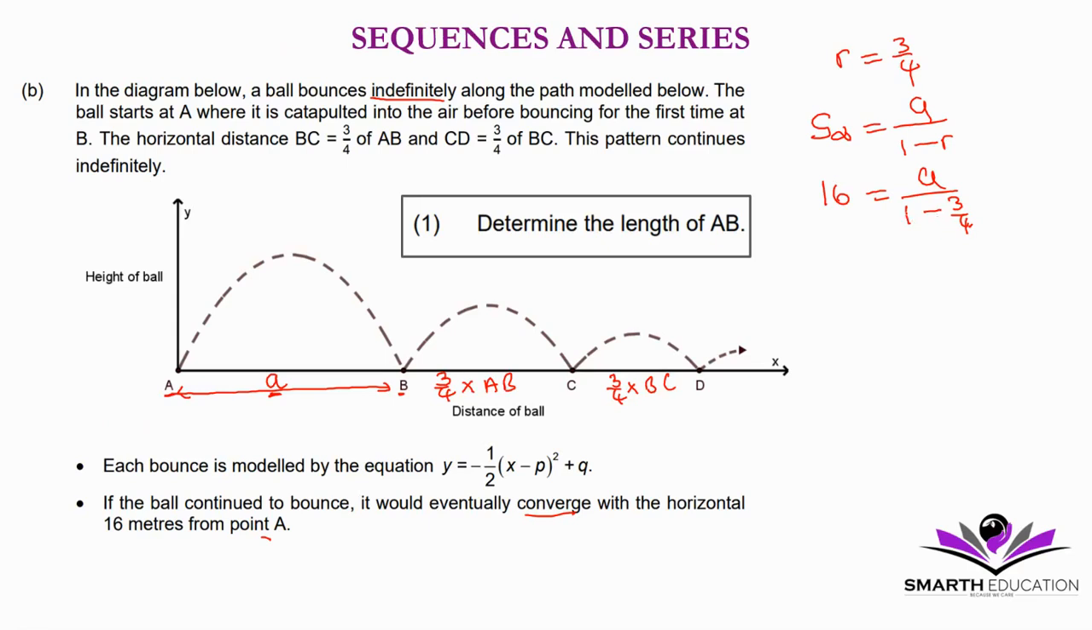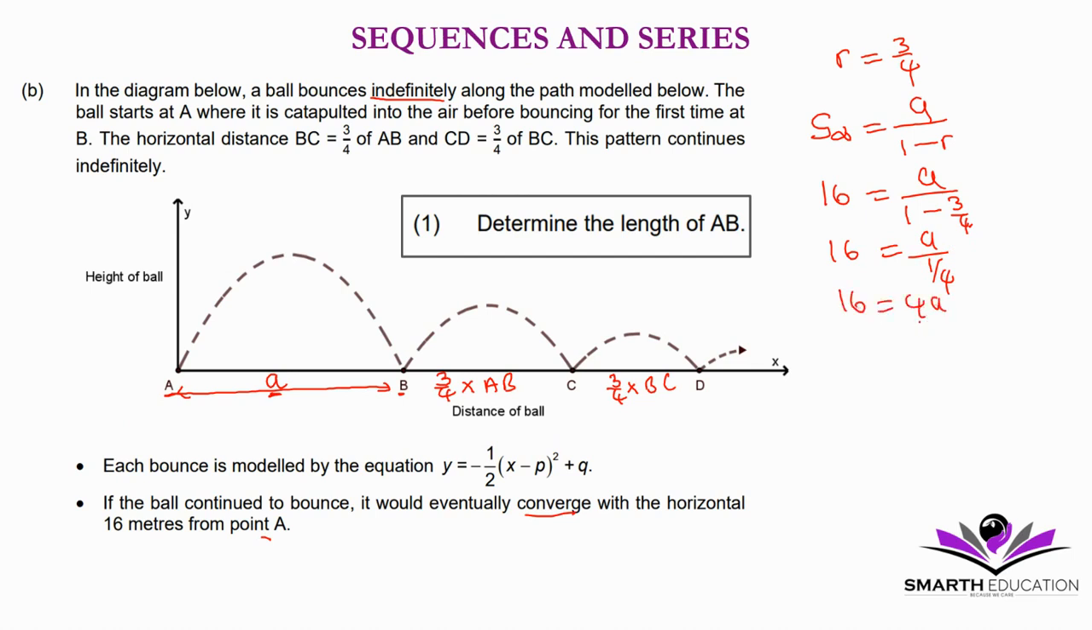So 1 is like 4 over 4. 4 over 4 minus 3 over 4 is 1 over 4. 16 is equal to A divided by 1 over 4. Dividing by 1 over 4 is like multiplying by 4 over 1. So it's like A times 4, which is 16 is equal to 4A.